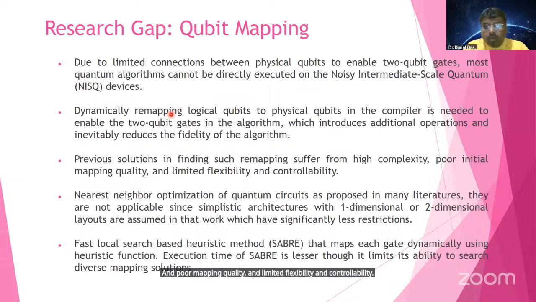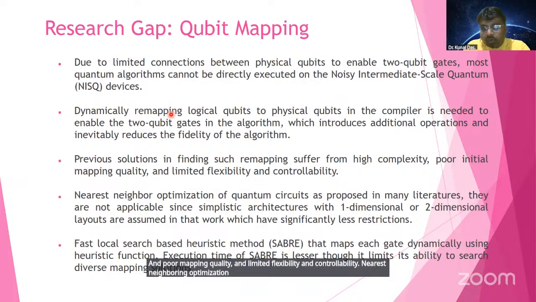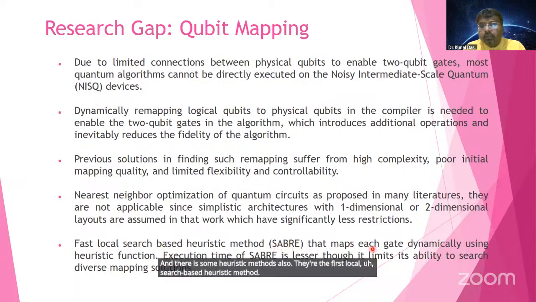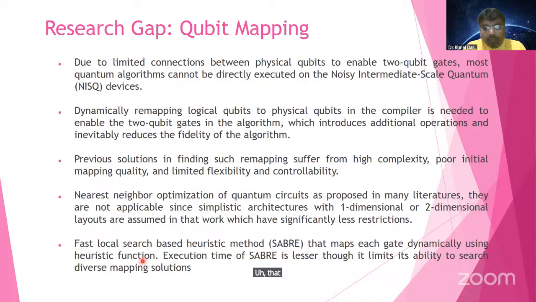Nearest neighboring optimization of a quantum circuit, as we have proposed, is not explicitly applied in 1D, 2D layouts, and assumed to work with sufficiently fewer restrictions. And there are some heuristic methods also. There is the fast local search-based heuristic method that also has some limitations, and those limitations we will find in our comparative studies.